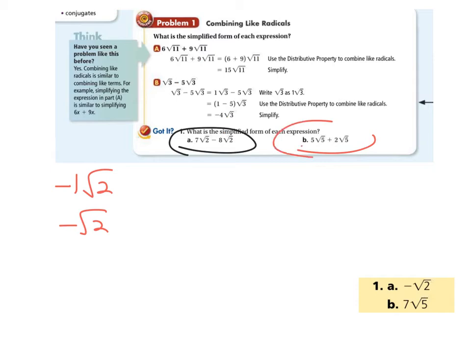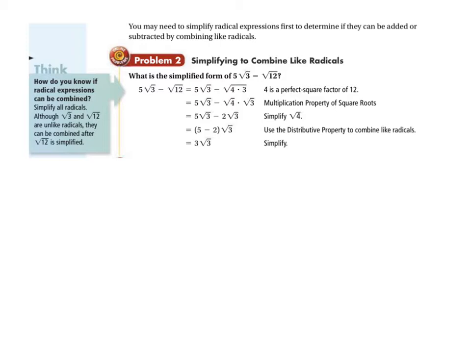And on B, we have 5 square roots of 5 and 2 square roots of 5. So that's 7 square roots of 5. So that's the easy part. Again, remember, you can only combine them if they have the exact same radical. Something else you have to look out for when we're simplifying to combine like radicals.